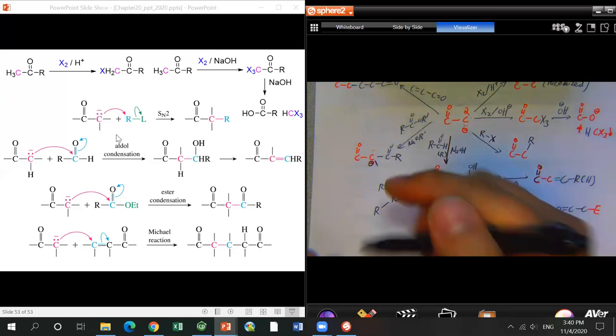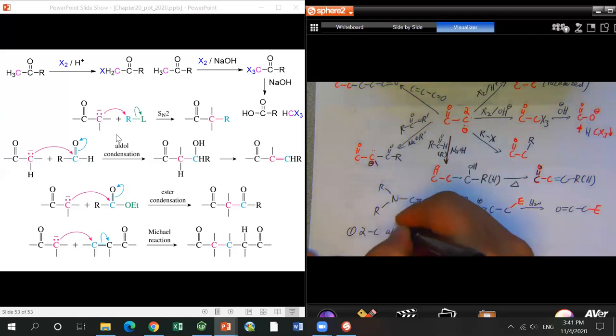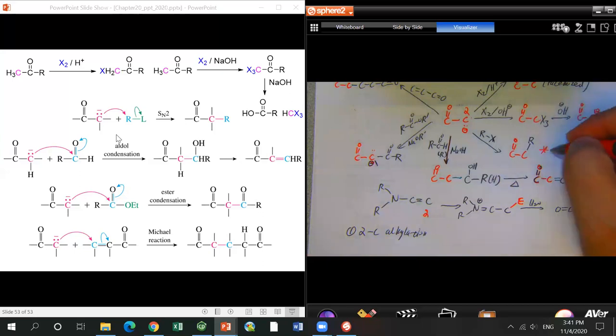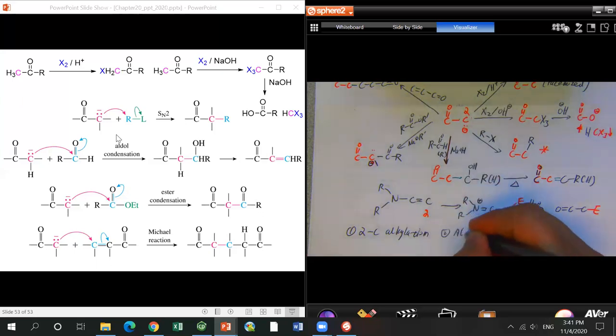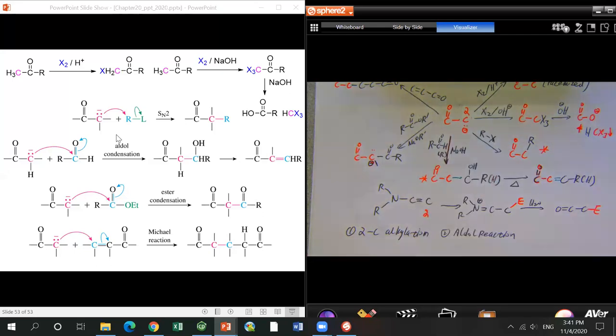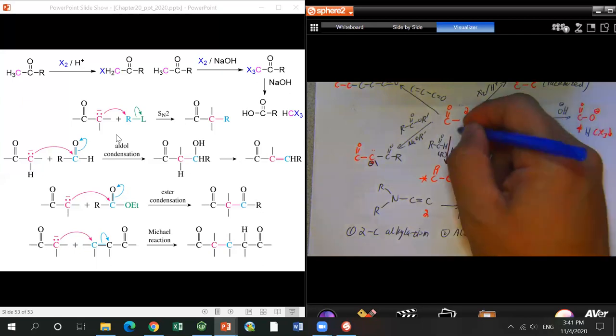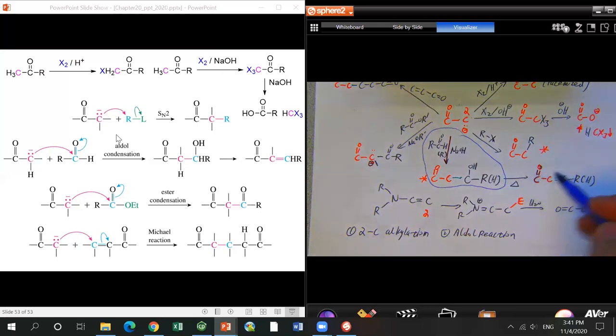For this chapter, the first one is the alpha carbon alkylation. Put a star on it here. The second one is the aldol condensation. For this one, you only need to draw until the aldol product, not the condensation product, until here. So the condensation is not required; if you know how to draw the aldol product, that's fine.